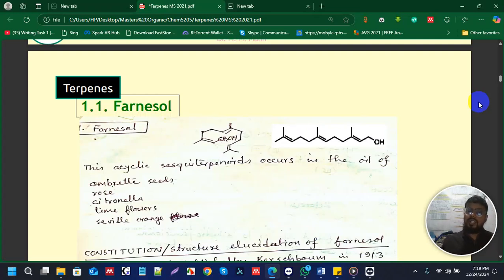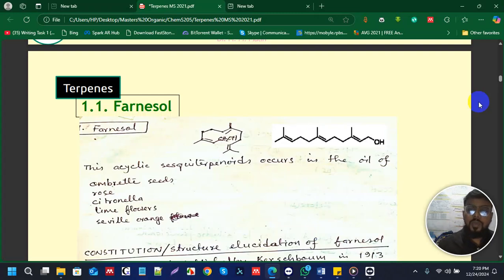It could be an alcoholic group, a primary alcohol, secondary alcohol, or tertiary alcohol. It doesn't matter. We will probe the overall structure. We will elucidate the structure of farnesol, and along with this, we will know about the stereochemistry if it's possible for today. Farnesol is an acyclic sesquiterpene.